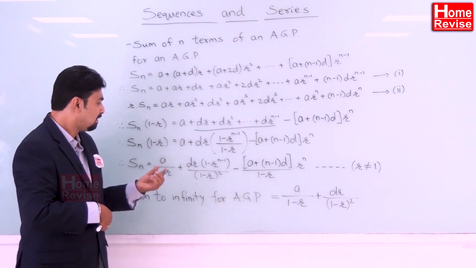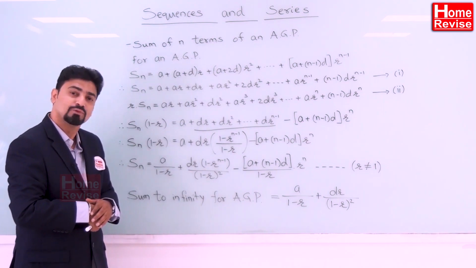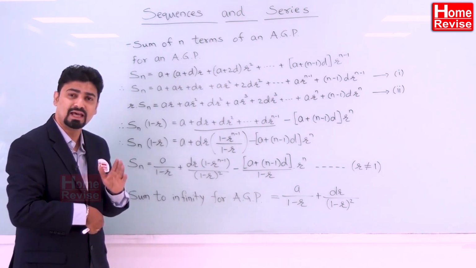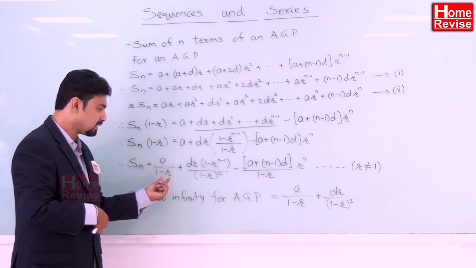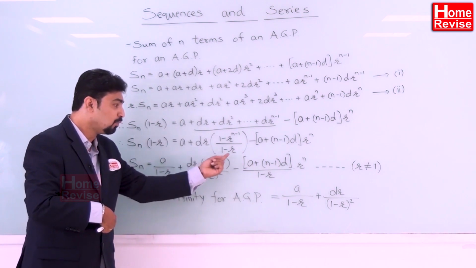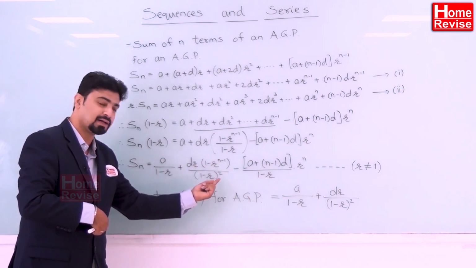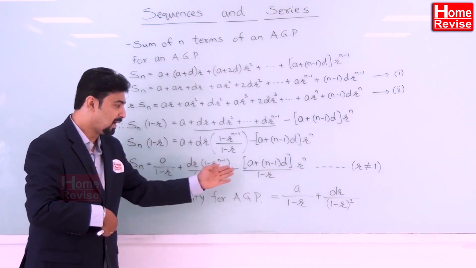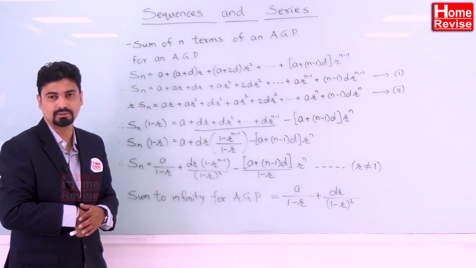Now, simple, let us take this 1 minus r in the denominator of the right hand side. So, I get my final expression for Sn as a upon 1 minus r plus dr into (1 minus r raised to n minus 1) whole upon, we already have 1 minus r, so this will get multiplied, I have (1 minus r) the whole square, minus this entire expression divided by 1 minus r.